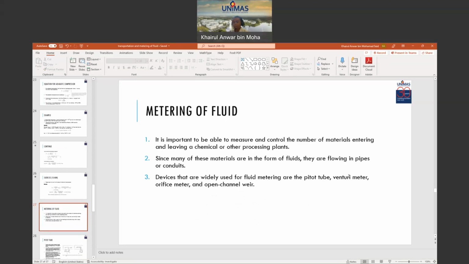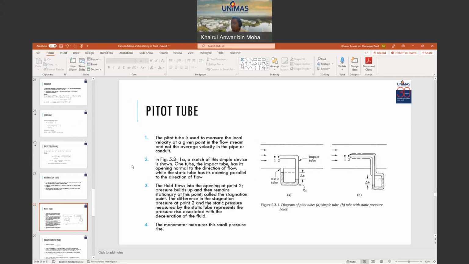The metering of fluid. It is important to be able to measure and control the quantity of material entering and leaving a chemical or other processing plant. Since many of these materials are in the form of fluid, they are flowing in pipes or conduits. Devices that are widely used for fluid metering are the pitot tube, venturi meter, orifice meter, and open channel weir. So for the pitot tube, this is how it looks.